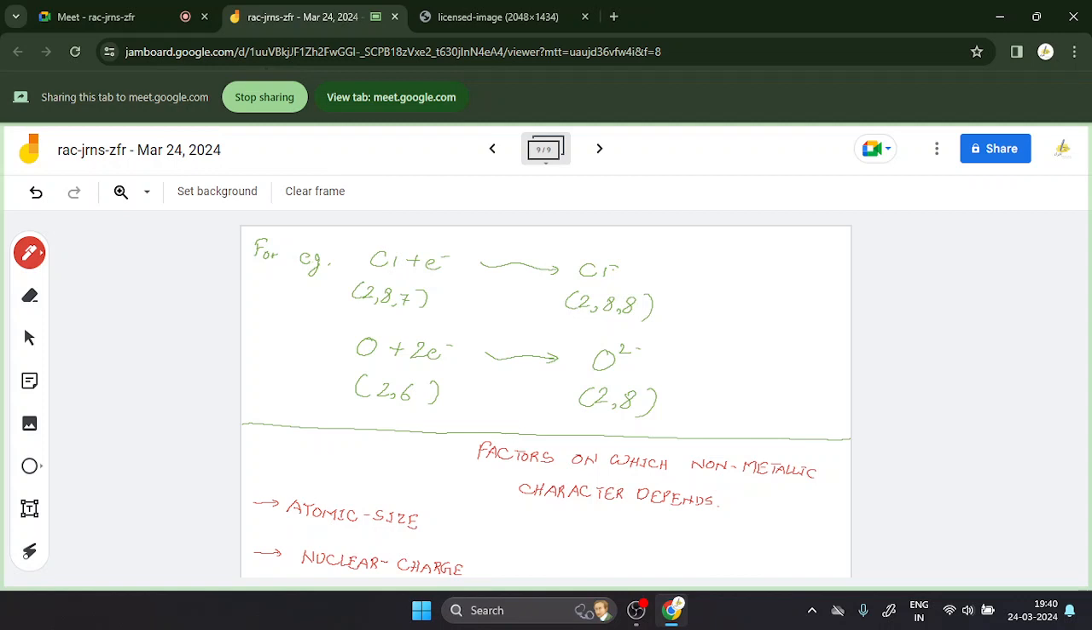When you went down the group, the atomic size increased. Very good. And the nuclear charge also increased, but the effect of the atomic size is more, due to which metallic character increases. When the nuclear charge increases, metallic character decreases. I am talking about the metallic character, but this will be opposite in the case of non-metallic character. Clear? So what will happen to the non-metallic character when we go down the group?